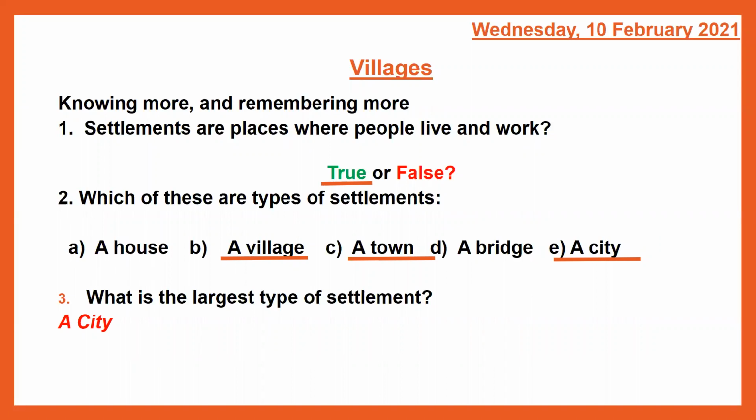So the answers for question 2, you should have B, a village, C, a town, and E, a city. And finally, what is the largest type of settlement? So out of those 3, the largest settlement is a city. So well done if you got those answers correct.